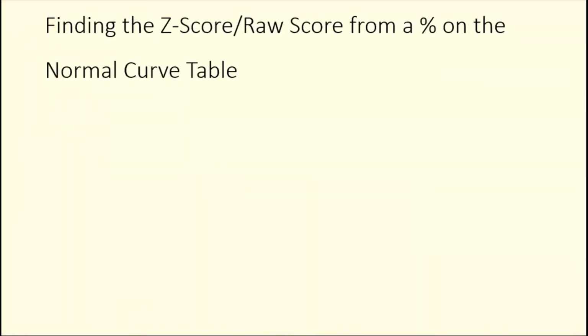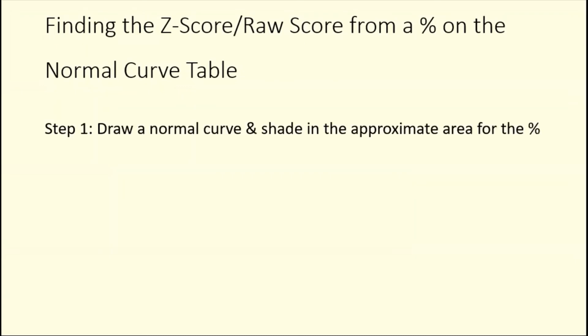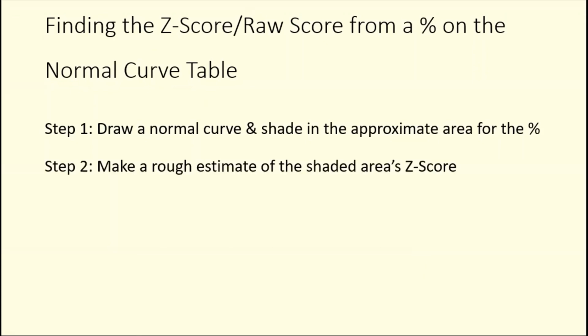So how do we do this? And again, we can find a z-score or a raw score from a percent on the normal curve table. We're going to draw our normal curve. We're going to shade in the approximate area for the percent. We're going to make a rough estimate of the shaded area z-score. So we're going to turn things around a little bit, but our procedure is very similar.